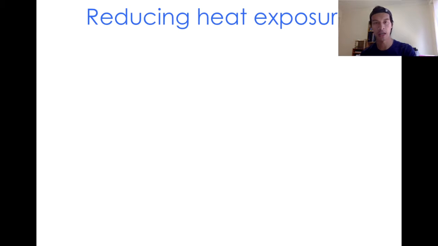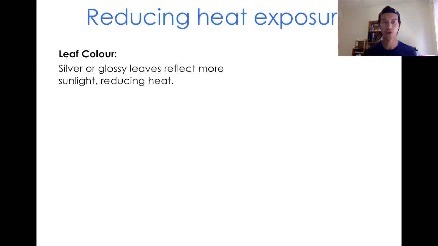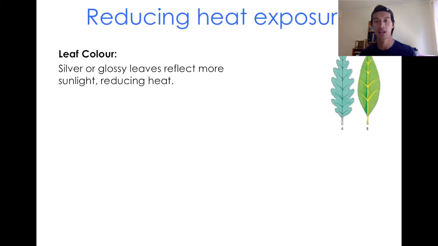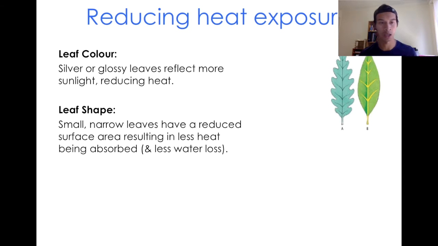Other adaptations in reducing heat exposure. So leaf color actually plays a really important role. Silver or glossy leaves often reflect more sunlight, therefore reducing the amount of heat stress that the plant experiences. So simply by having leaves that are of a slightly different or an off-shade glossy color, you can reflect more light off the leaf, and the leaf doesn't get damaged by the intense sun and heat.